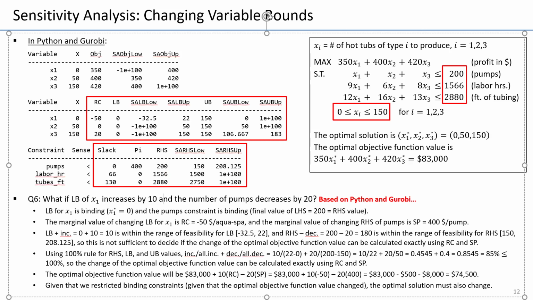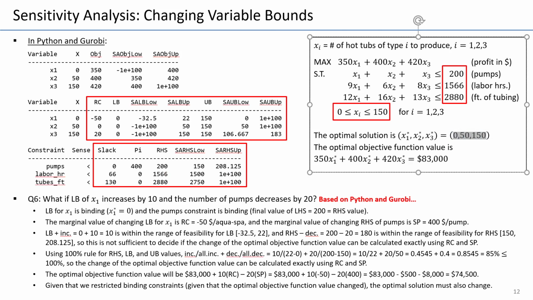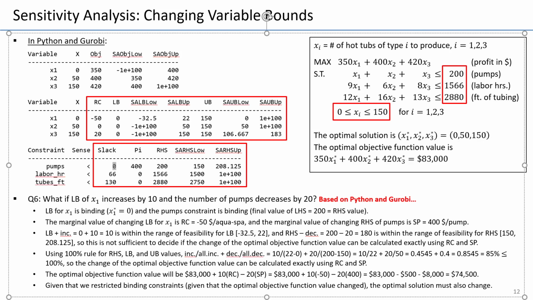Or the solution that is this. Remember, it was using 200 pumps. The slack was 0, so it was using all the 200 pumps. Now that we have only 180 pumps, because we decreased this by 20, this solution is no longer feasible. So even one of those constraints is enough to make the solution infeasible, and so the optimal solution must change because it is no longer feasible.